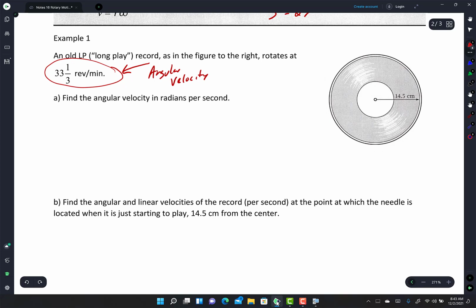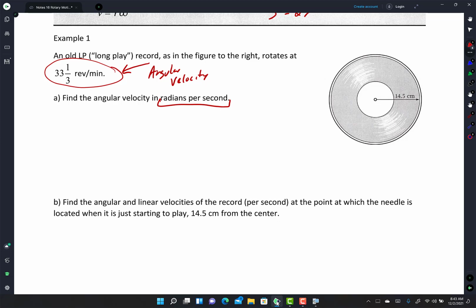All right, letter A. Find the angular velocity in radians per second. If it did not have this radians per second, if it just says find the angular velocity, I would just type 33 1/3 revolutions per minute. But because it tells me specifics, what units do they want? So I'm going to translate this into radians per second.